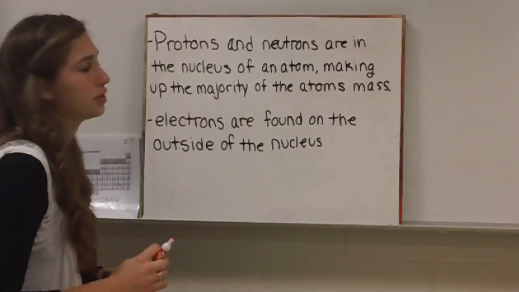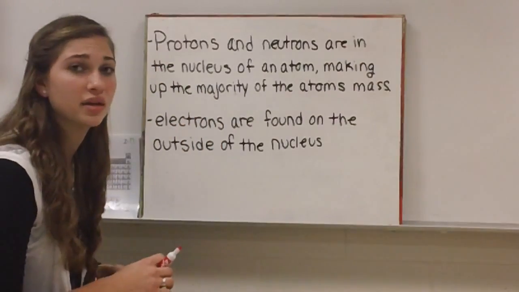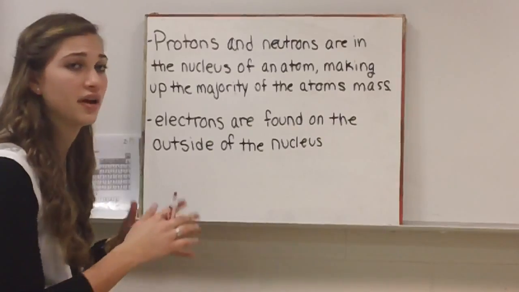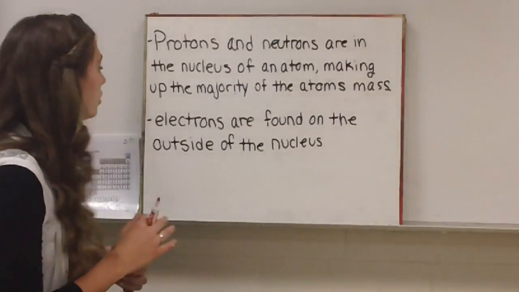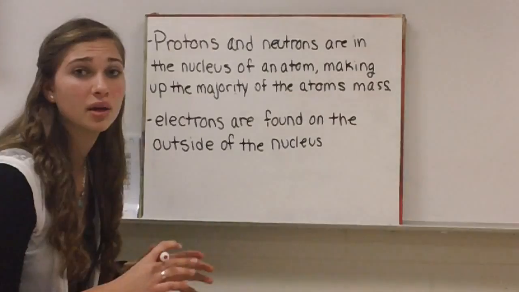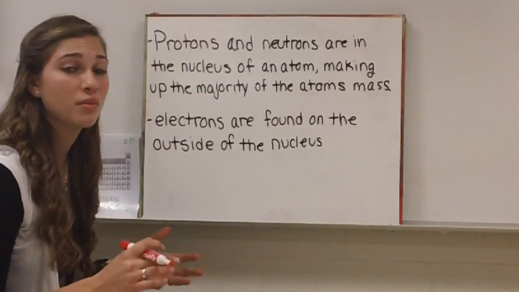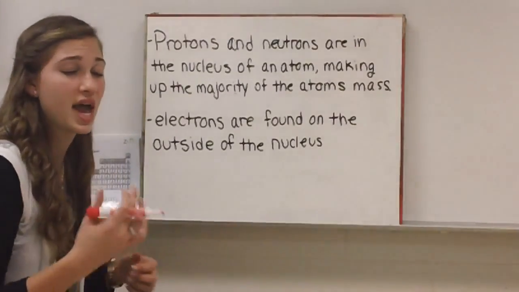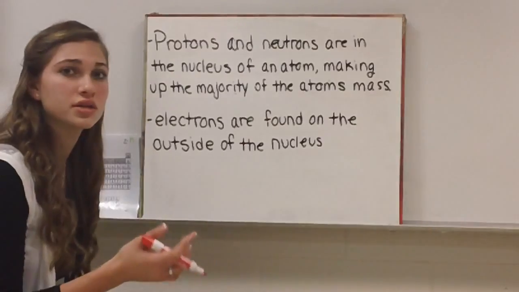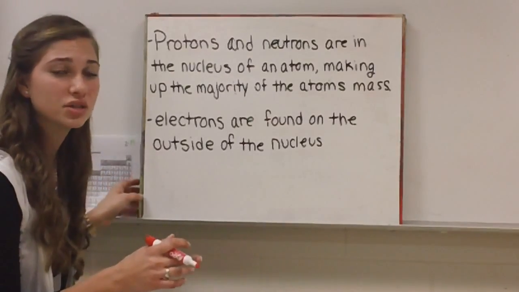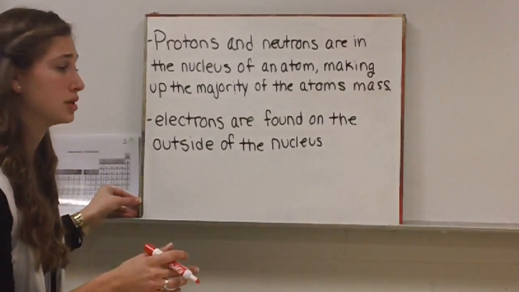So neutrons and protons are found in the nucleus of the atom, and electrons are not found in the nucleus. They're found in the space around the nucleus. Protons and neutrons also make up the majority of the mass, being much larger and having more mass than electrons do. Electrons are considered very small and have much less mass than protons and neutrons.